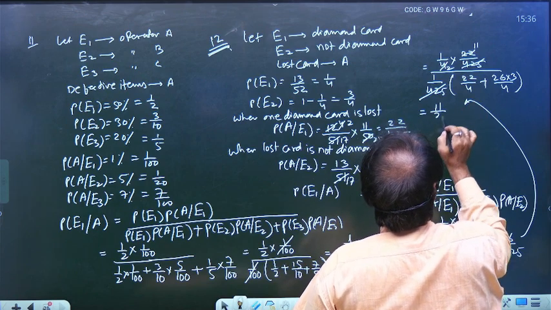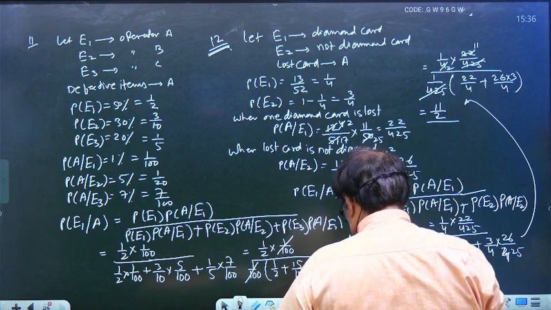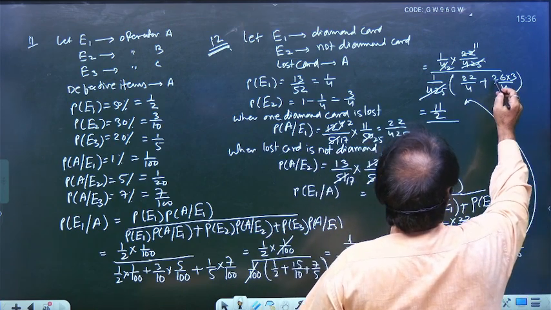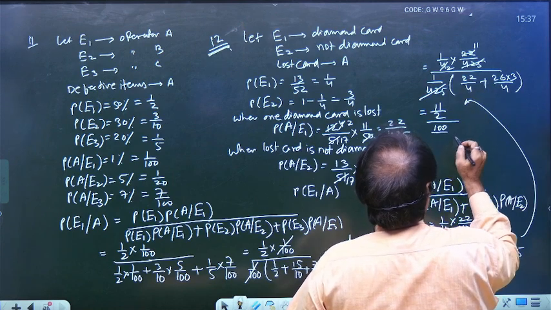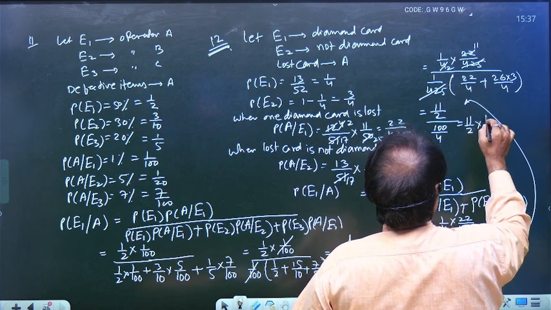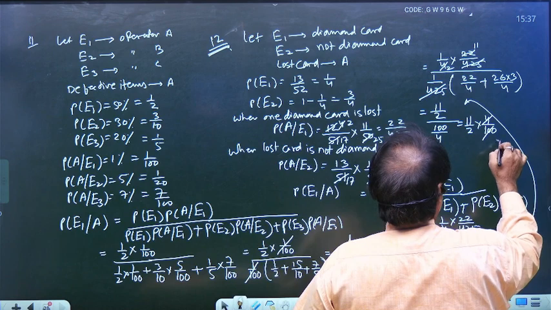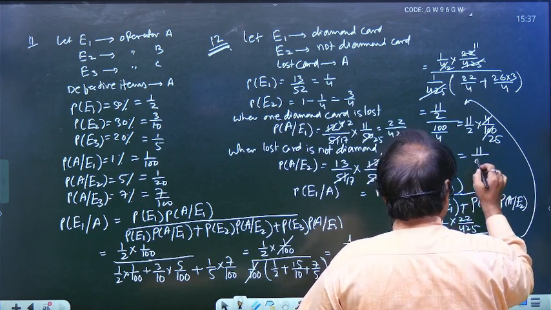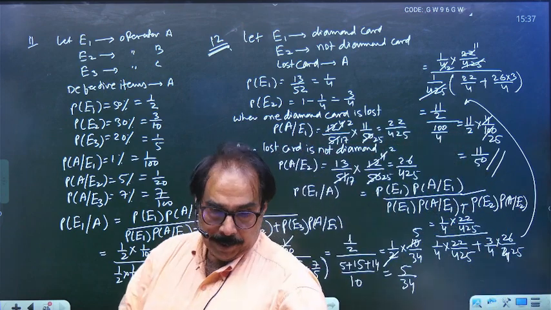So what is left? 2 2s are 4 and 11. So 11 by 2 divided by 4, there is 78 and 22, 100 by 4. So this is 11 by 2 into 4 by 100. So this 425 is 100. So 11 by 50, and this is the answer of this question. Okay.